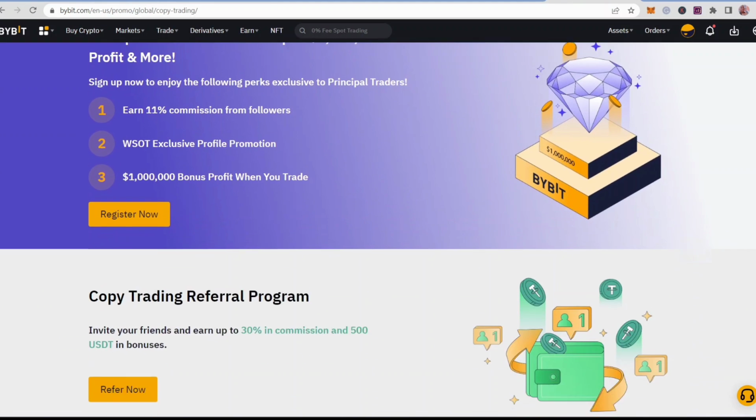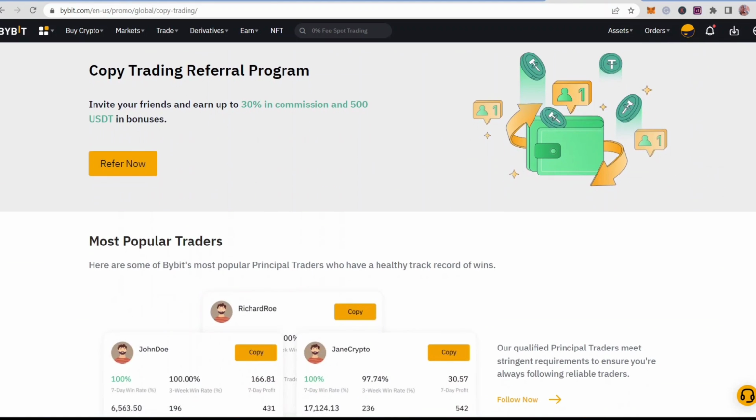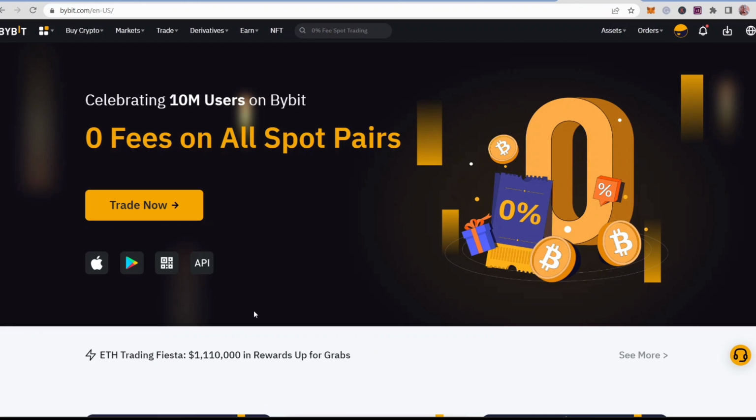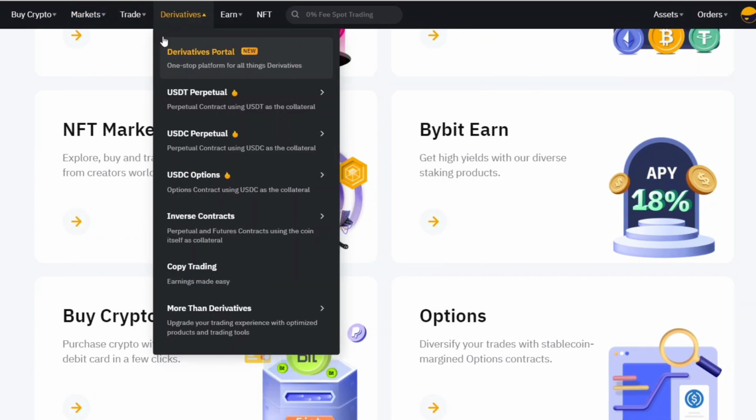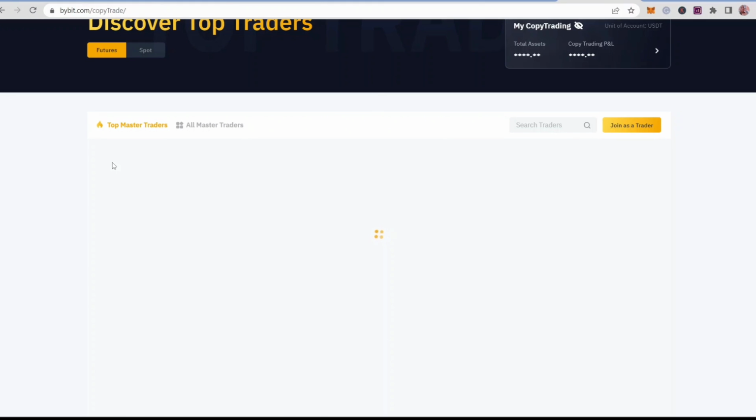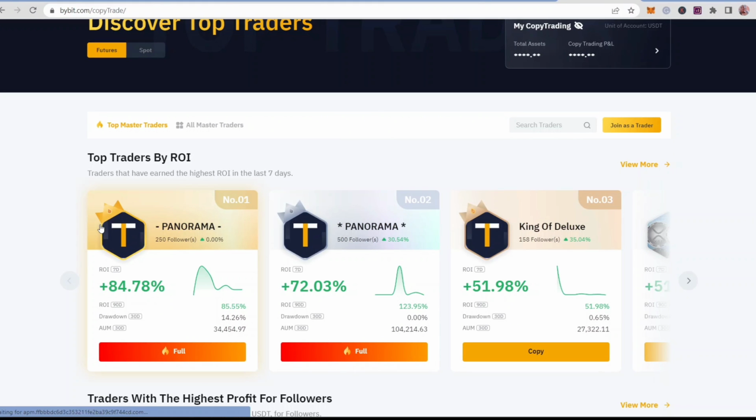So for you to get started, you just have to use the link below to create an account, or you log into your dashboard if you already have an account. Now from your dashboard, you just have to hover over this derivative section, then scroll down and click on copy trading. Then it will take you directly to the copy trading market section on Bybit.